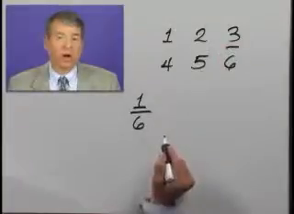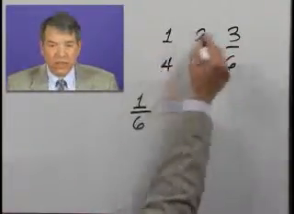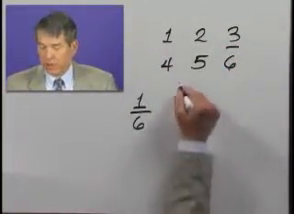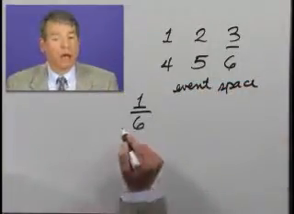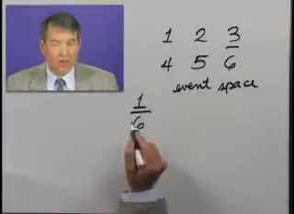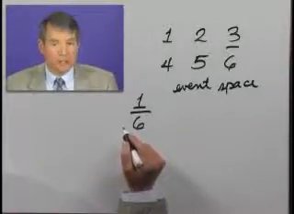The 3 is called an outcome. The collection of all possible outcomes is your event space. A probability is the fraction of the event space that gives you the outcome that you want.